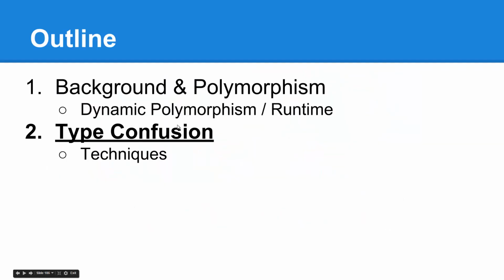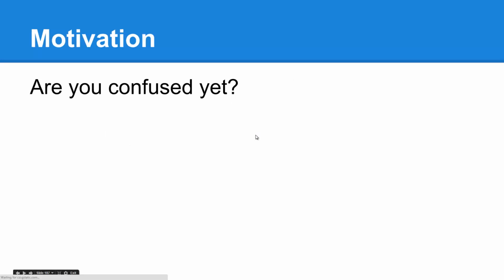The outline of this talk is first we're going to spend some time going over the background information you need to know to understand type confusion bugs, which means polymorphism and understanding how dynamic polymorphism works and other runtime security checks. And then finally diving into the very, very powerful type confusion vulnerabilities that plague major projects today and the techniques that are used to exploit them.